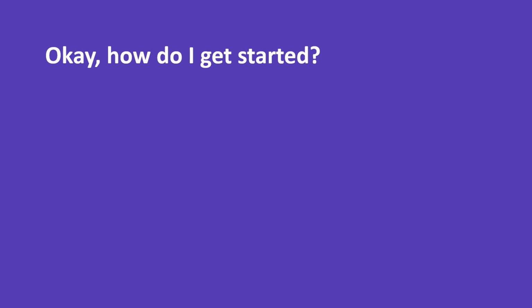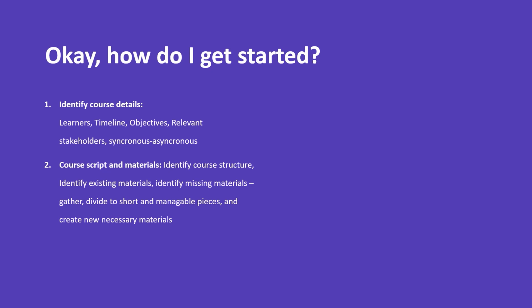Okay, so if you want to get started on your online course or training right away, proceed as follows. Identify your course details, the learners, the timeline, objectives, relevant stakeholders. Decide, is it going to be synchronous or asynchronous? Course script and materials. Identify the course structure. Identify your existing materials and the missing materials and the needs for refinement. Divide the materials to short and manageable pieces and create necessary new materials.